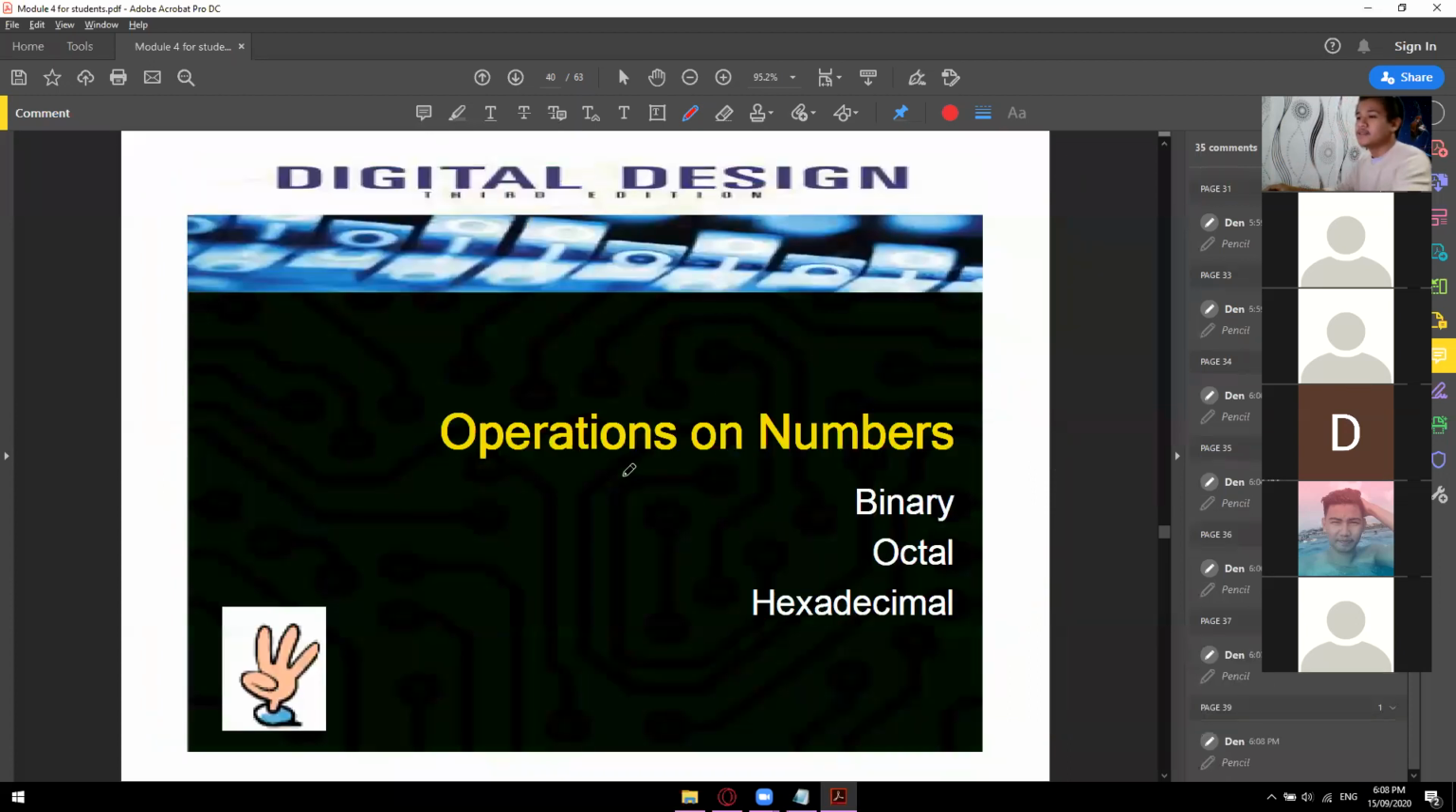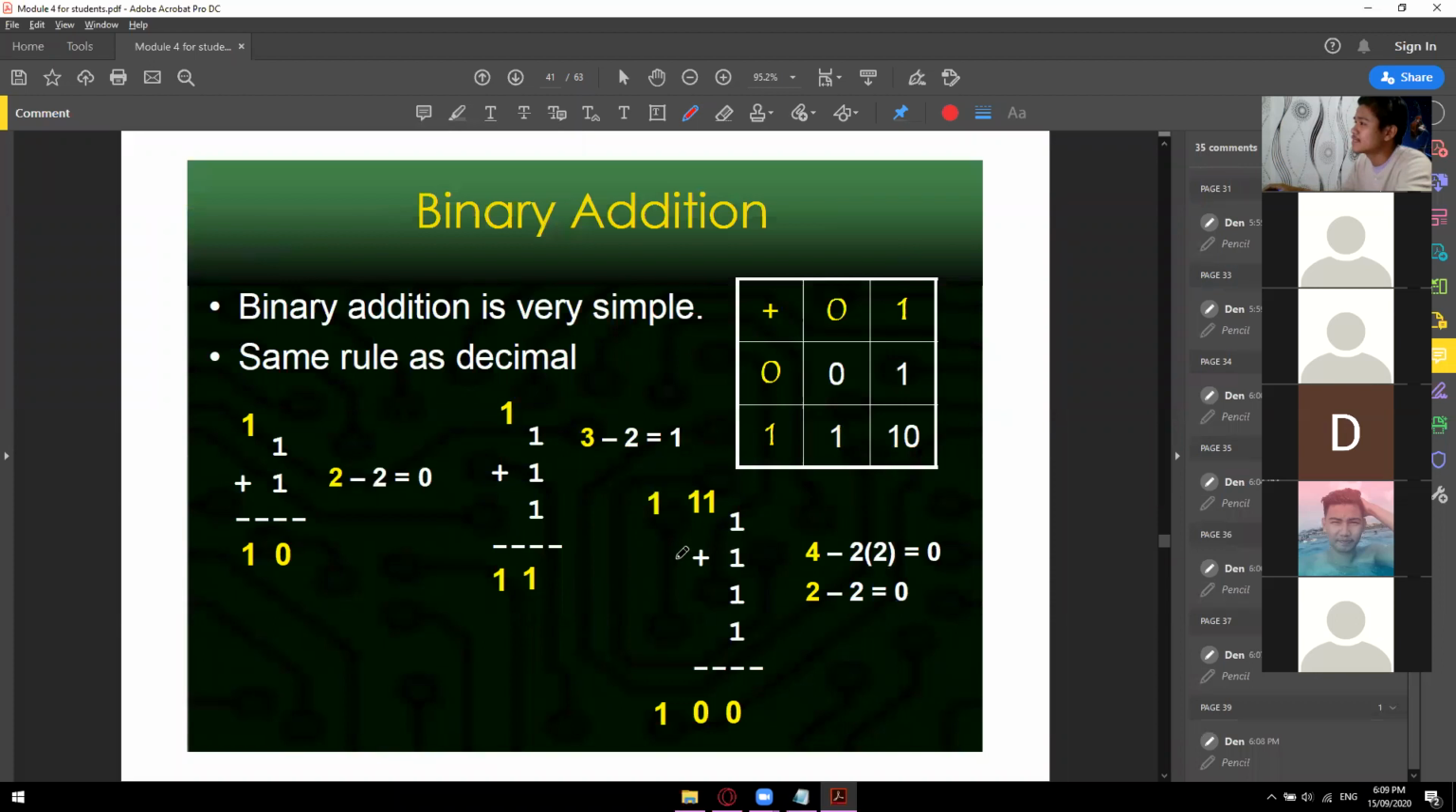Okay? So next one is operations on numbers. So in here we have binary, octal, and then hexadecimal. Okay. So first one is addition or binary addition. Okay, so it says here binary addition is very simple, which is true naman talaga. Very simple. It is same rule as decimal. Okay? So pag sinabi natin 1 plus 1, of course 2. 5 plus 5 is 10. Pero kung titignan nyo dito, 1 plus 1 is 10.